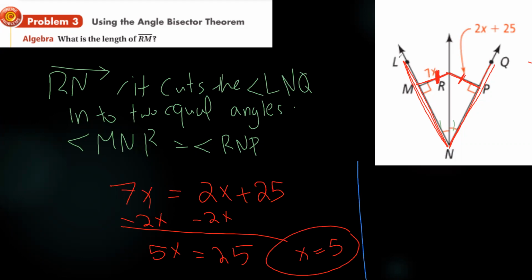Now, what did they need to find? Did they ask me to find x? No, they asked to find the length of RM. Bravo. They asked me to find RM. So the length of RM will be 7x. And since I found x is 5, so it's 35. Yes.